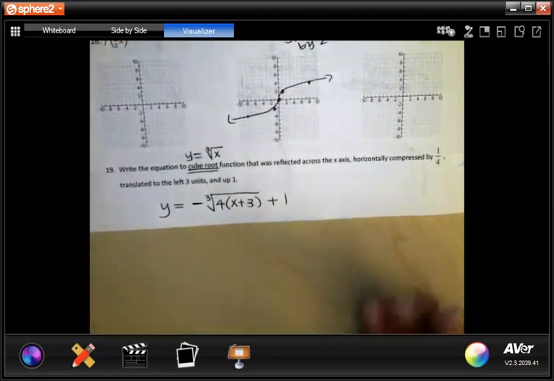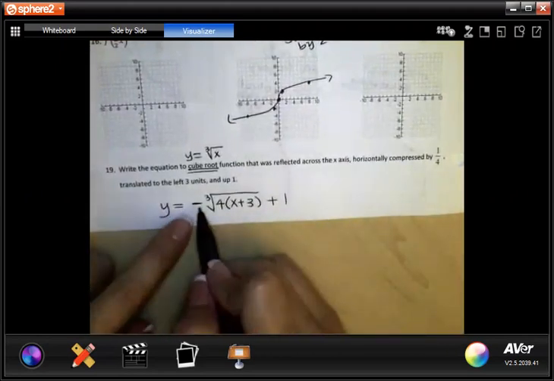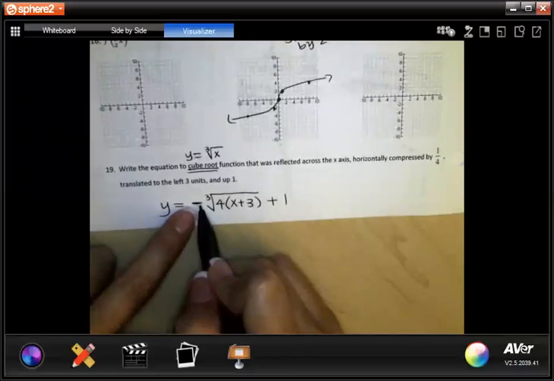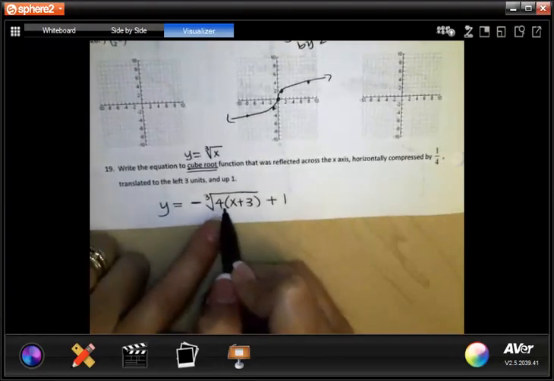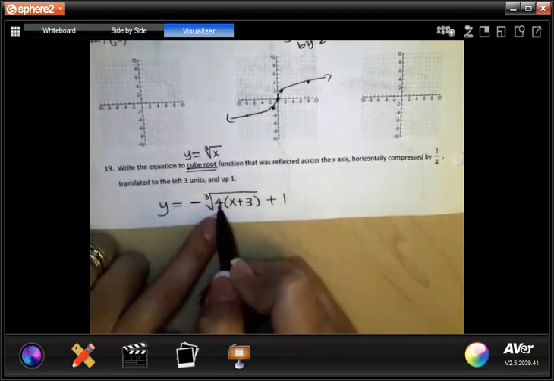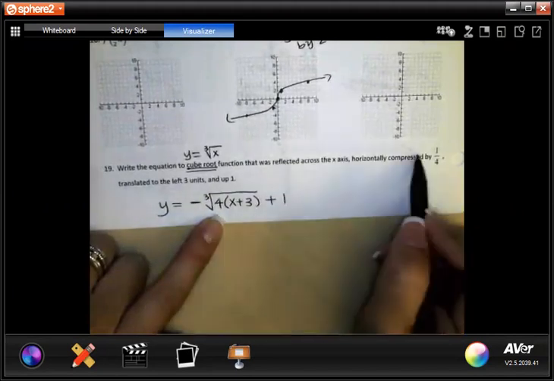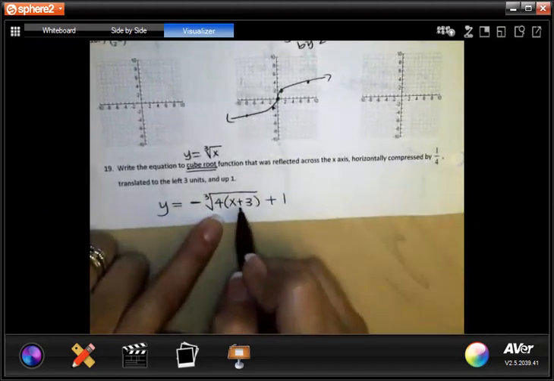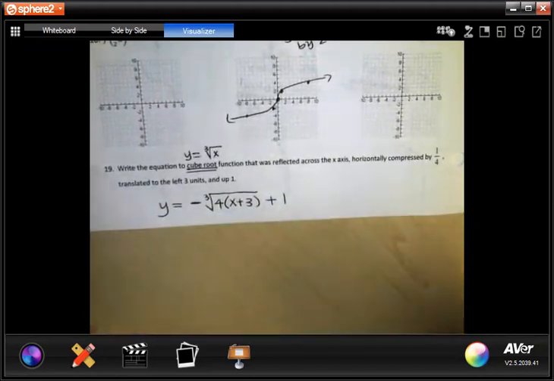You should always be able to read those transformations back. We know that the negative on the outside is a reflection across the x. This is the b value, and when we take it out of the equation, we flip it. So this is a horizontal compression by 1/4, which is what they gave us. Left 3 and up 1.